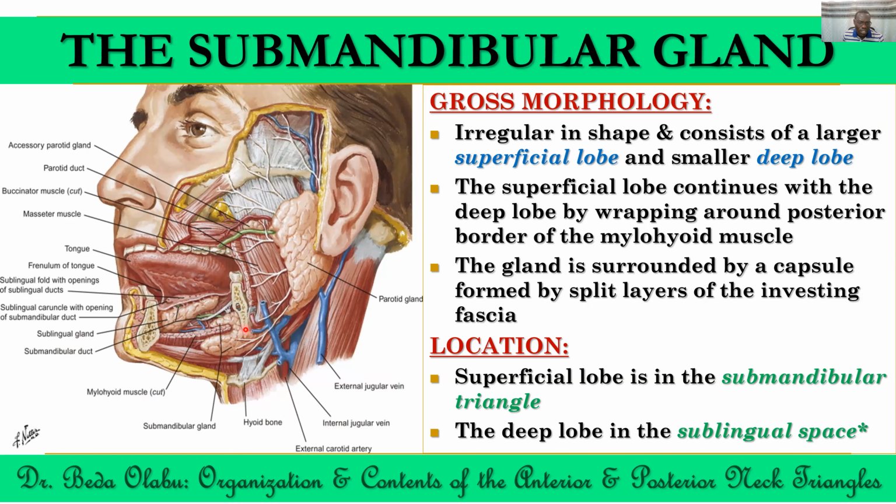So in this image, this is the superficial lobe, which is in the digastric triangle, as we can see. And this is the deep lobe, which is within the sublingual space. The sublingual space is basically this space below the tongue, and it has a number of structures, as you can see there, including the deep lobe of the submandibular gland.